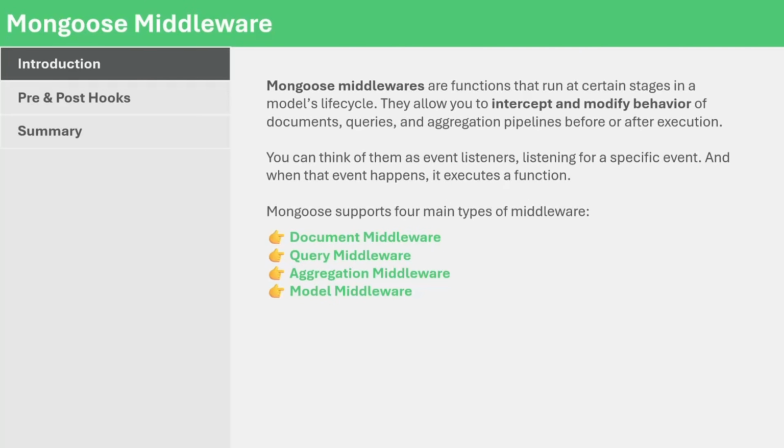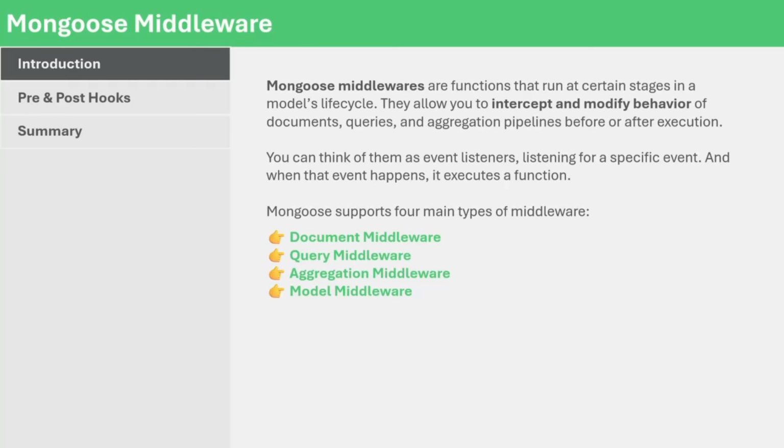Now, Mongoose middlewares are basically functions that run at certain stages in a model's lifecycle, and they allow you to intercept and modify the behavior of documents, queries, and aggregation pipelines before or after execution. You can think of a Mongoose middleware as an event listener, which listens for a specific event, and when that event happens, it executes a function.